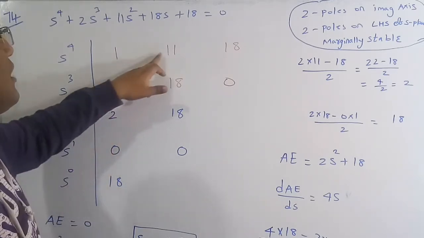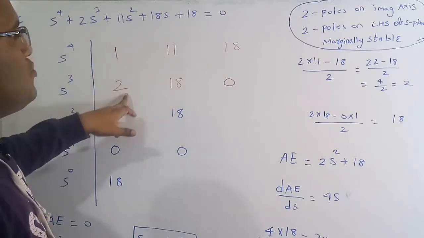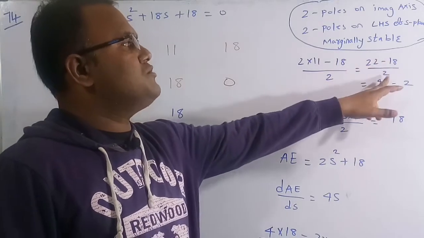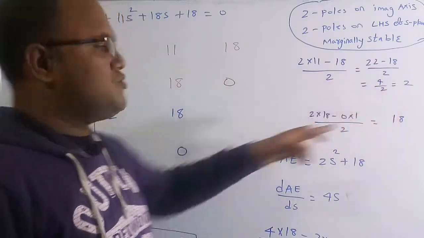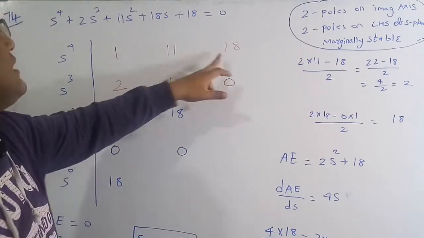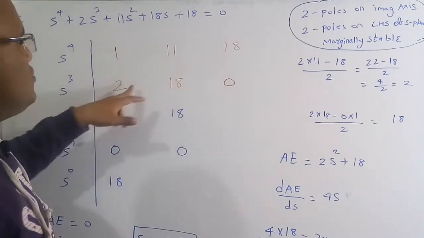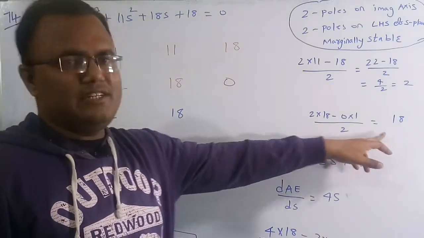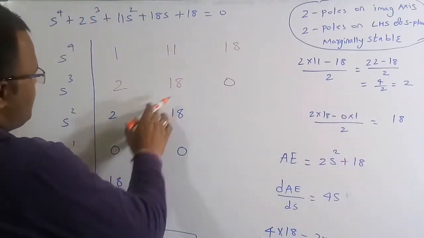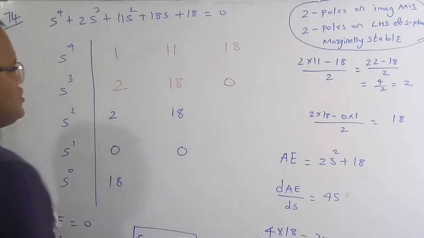So now here I want to find the value of this one. Therefore 2 into 11 minus 1 into 18 by 2, which is nothing but 22 minus 18 by 2, which is 4 by 2, which is 2. So 2 is here. If you want to find this value, then you have to go for 2 into 18 minus 1 into 0 by 2. Then we are going to get 18. So this is the value of 18. And now if you do the same procedure here, we are going to get the value of 0 and 0.